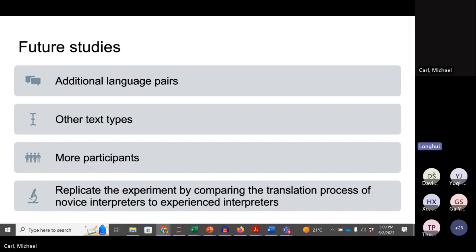And the second one is that in this research, we looked at the highest ranking political speech, which is a very complicated and very difficult source text. And all the six sessions are from the same source text, the same audio, just different clips. So we can look into other text types, or compare different text types for our experiment. And the third possible direction is that we can hire more participants, and maybe we can replicate the experiment by comparing the translation process of novice interpreters to experienced interpreters. Because in this research, we only hired professional interpreters. Maybe we can hire some novice interpreters to see what their difference is.